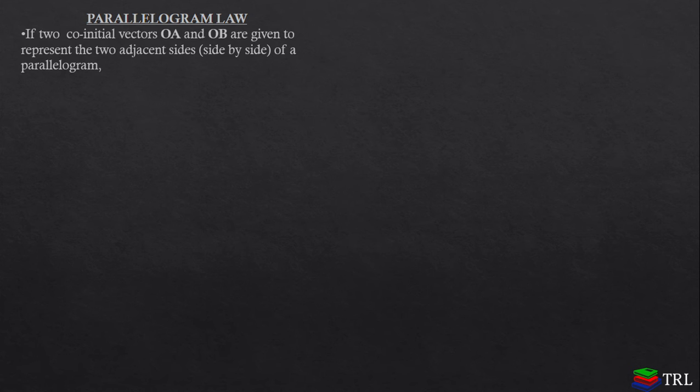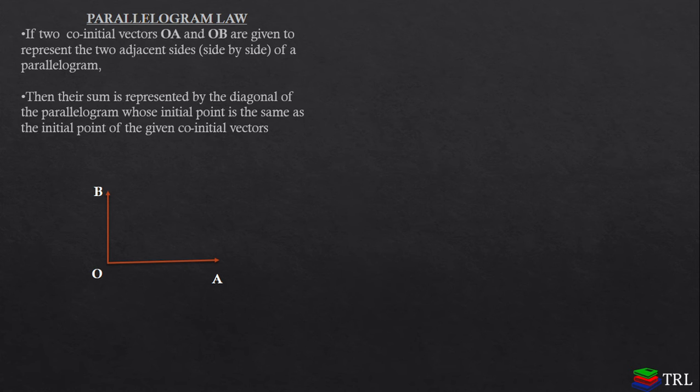Now we look at the parallelogram law of addition. If two co-initial vectors, vector OA and vector OB, are given to represent the two adjacent sides of a parallelogram, then their sum is represented by the diagonal of the parallelogram whose initial point is the same as the initial point of the given co-initial vectors. Thus, vector OA plus vector OB equals vector OC.